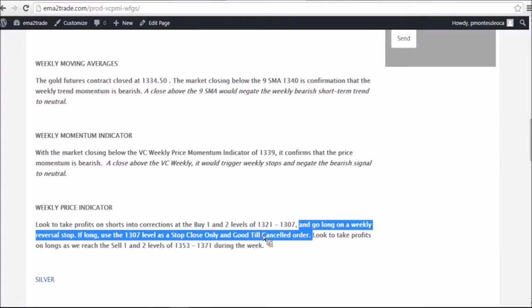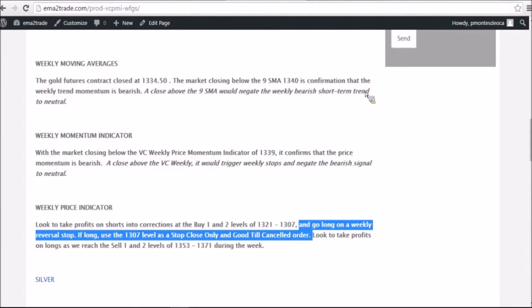So if we hit 1321 coming into this week, into this area of demand, which is in blue, to 1307, this is where you want to buy your long positions as the market is approaching the extreme below the mean. The B2 level is the second level, the extreme below the mean, of 1307.